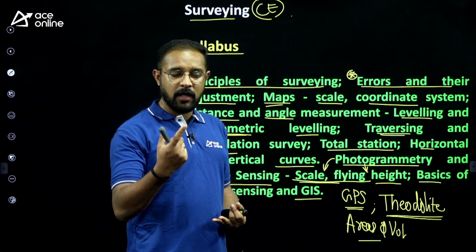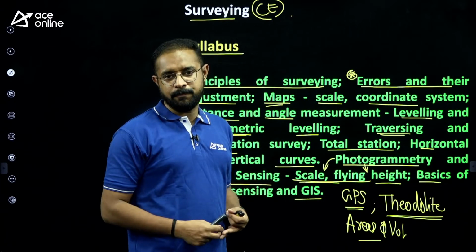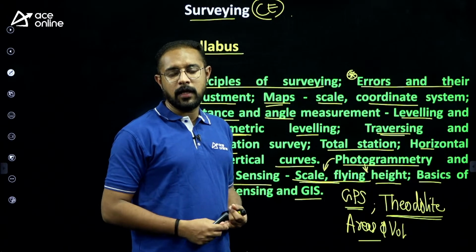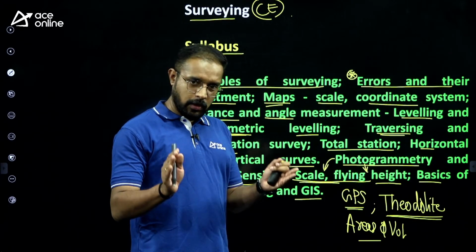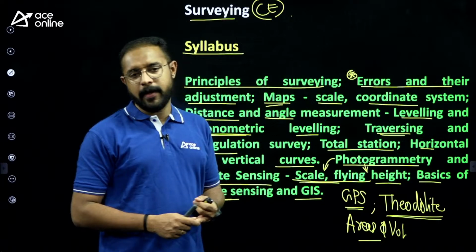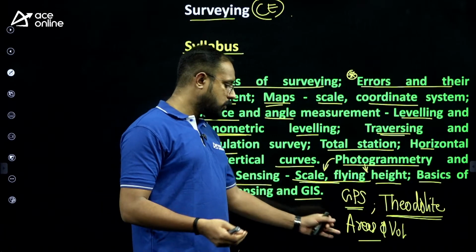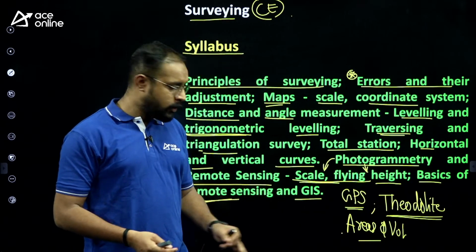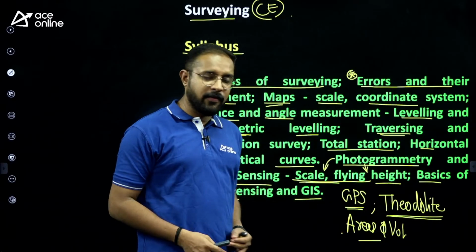What is the area of the catchment area of a river? Right? That is also done by using surveying principles only. So calculation of areas and volume is a very fundamental objective of surveying. So we have to include that. It's not there in GATE, but it's definitely there in our ESE.